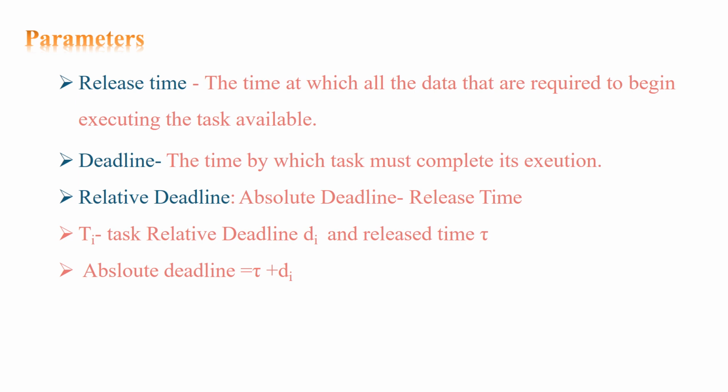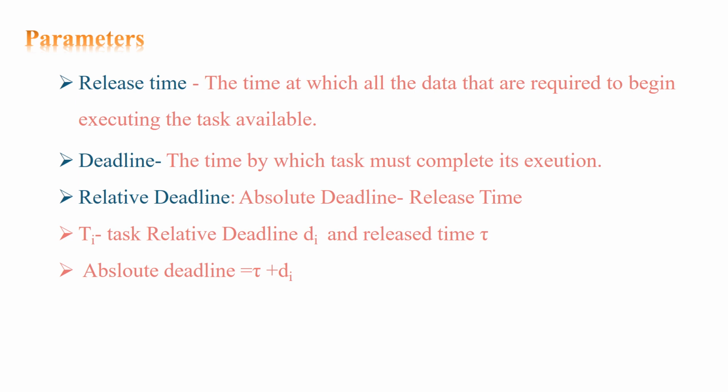So what is a release time? The release time of a task is the time at which all the data that are required to begin executing the task are available. So what is a deadline? The deadline is the time by which the task must complete its execution. It may be hard or soft depending on the nature of the corresponding task.